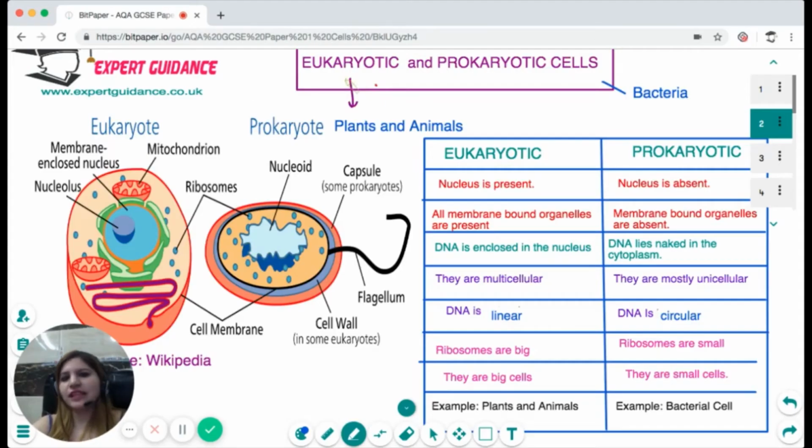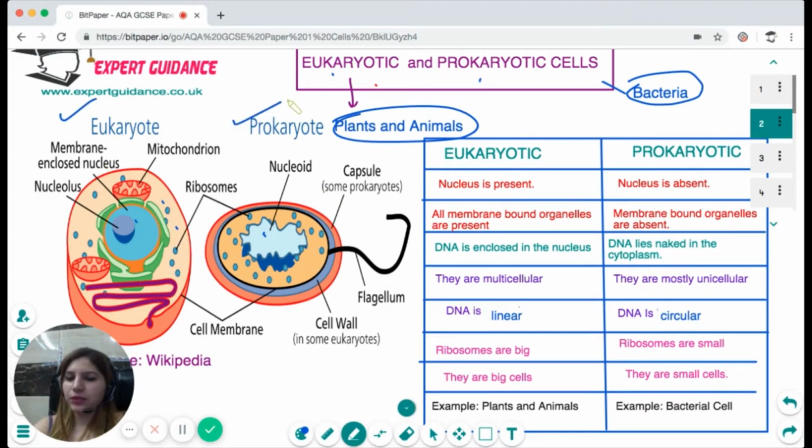Now, the first thing we need to know is what is the difference between eukaryotic and prokaryotic cells. A prokaryotic cell is a bacteria, and eukaryotic cells are plants and animals. If you see in this diagram, there is a eukaryotic cell and a prokaryotic cell. The first basic difference between the two is the presence of this structure called the nucleus. The nucleus is present in a eukaryotic cell, but in a prokaryotic cell, the nucleus is absent.